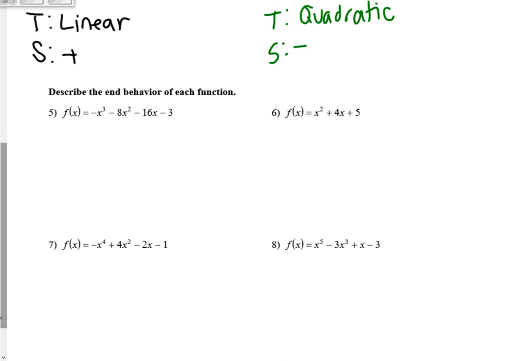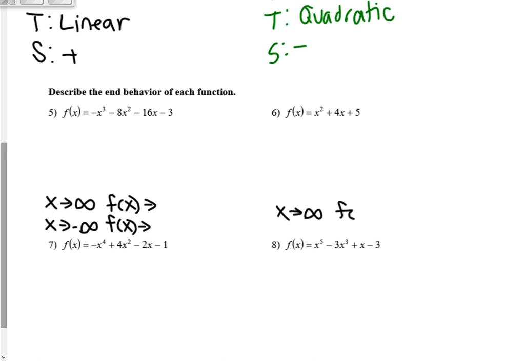On 2 through 8, we need to do our end behavior. Remember, when you do end behavior, you have to use that correct notation. So on every single one of these, we'll need x approaching positive infinity, f of x approaches what? As x approaches negative infinity, f of x approaches what? So again, you need to have that every single time that you write your end behavior. So all 4 of these, their final answer should be written with this notation.